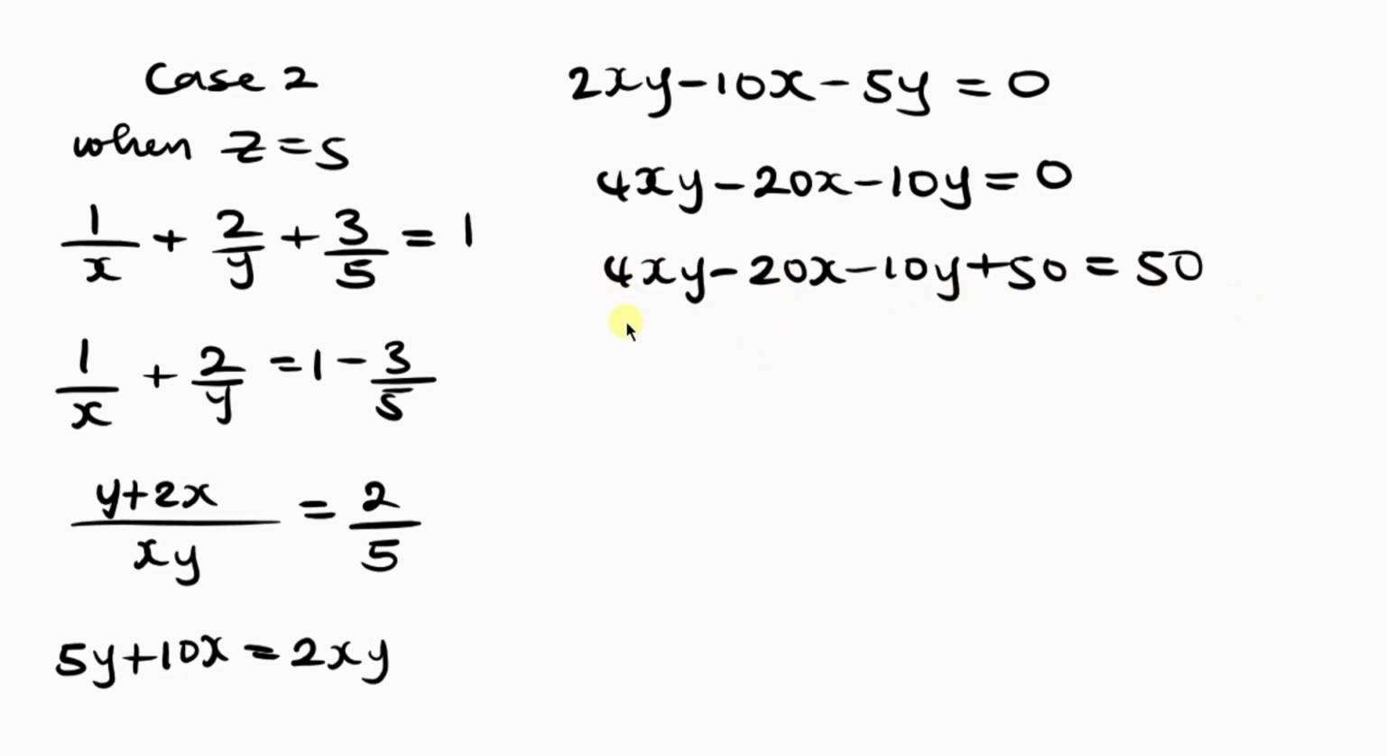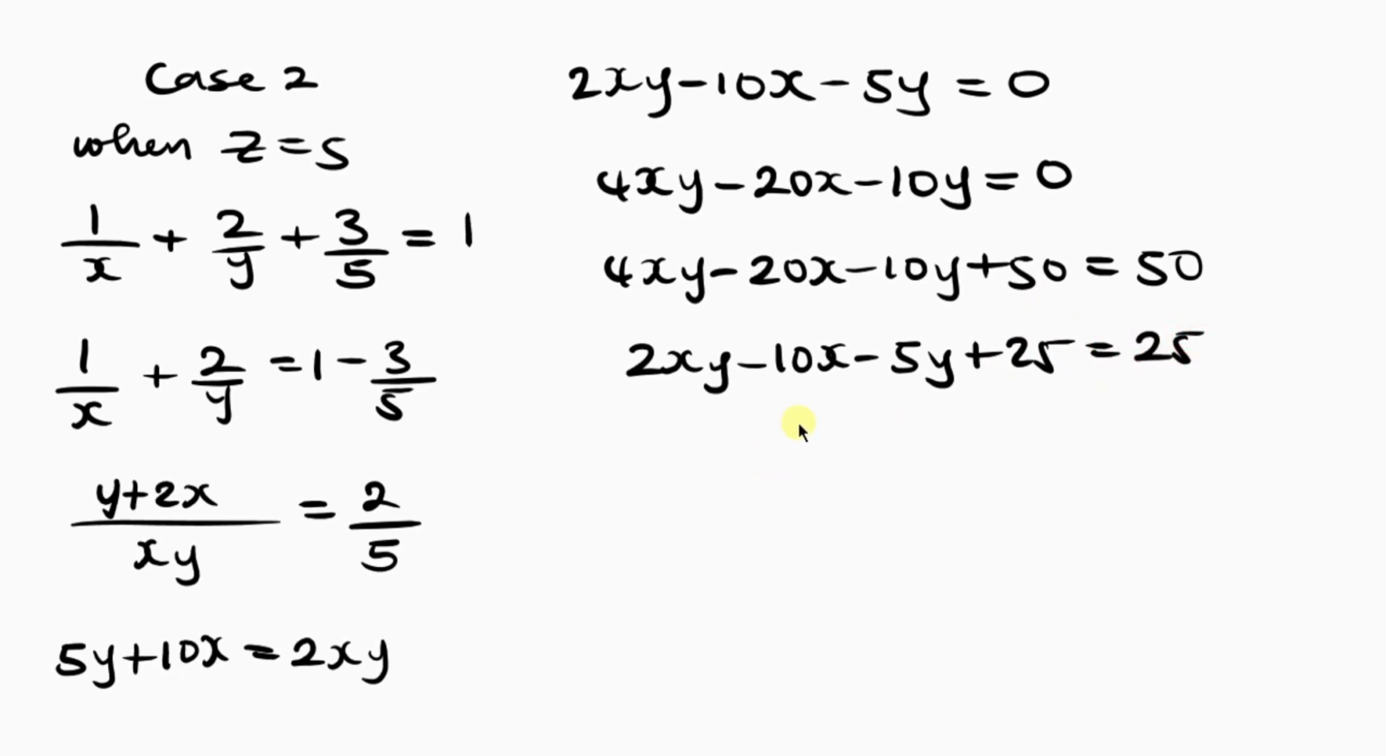So we have 2 divided by 4xy, I'm going to have 2xy, minus 2 divided by 20x is 10x, 2 divided by 10y is 5y, plus this is going to give us 25 when divided by 2. And this is also going to give us 25 when divided by 2.